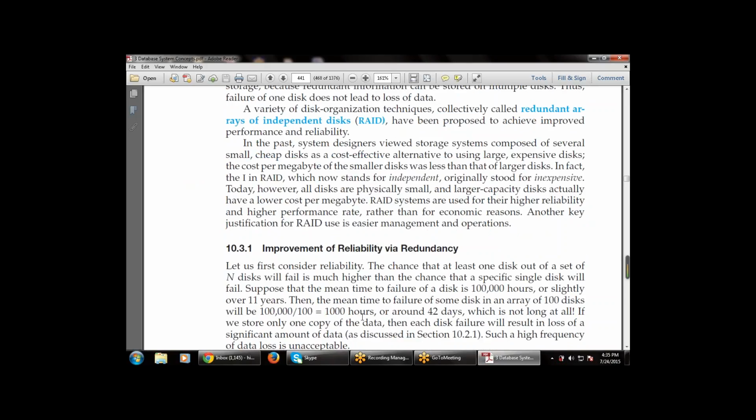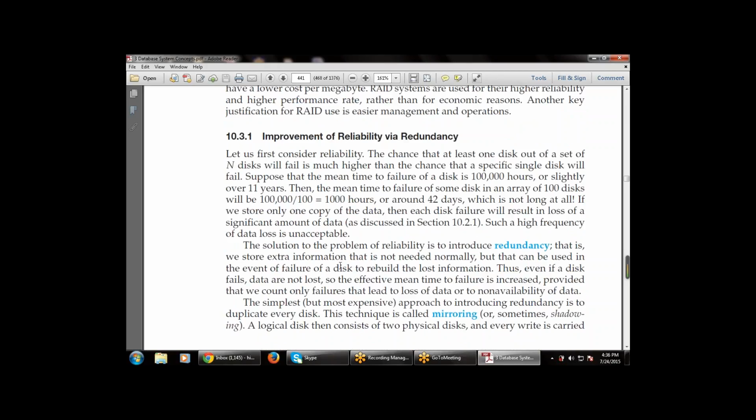Then improvement of reliability via redundancy. The solution to the reliability problem is to introduce redundancy, that is, we can store extra information that is not needed normally, but we can use it in case of failure to rebuild the lost information.